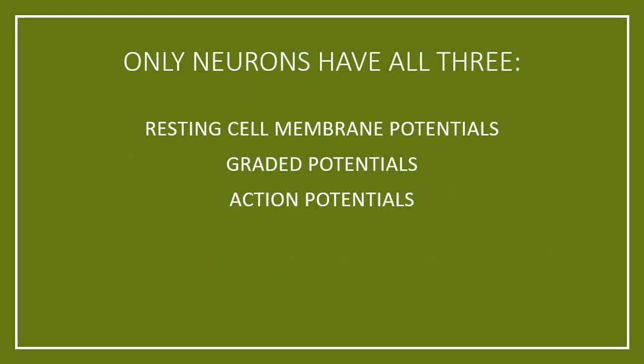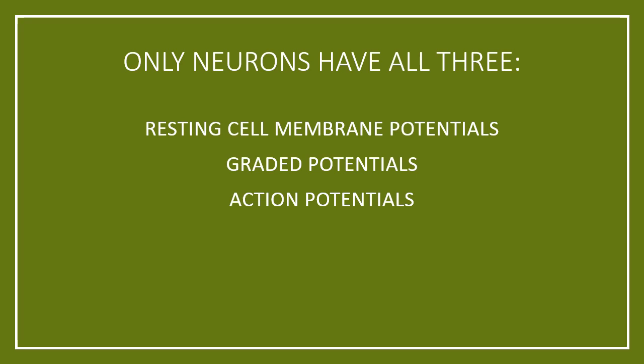Only neurons have all three. They have resting membrane potentials, they have what's called a graded potential, and they have action potentials. Now, a graded potential is varying in amplitude. It doesn't go only one amplitude. It can vary.